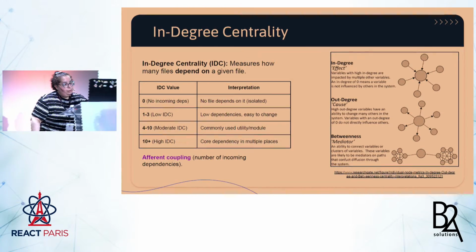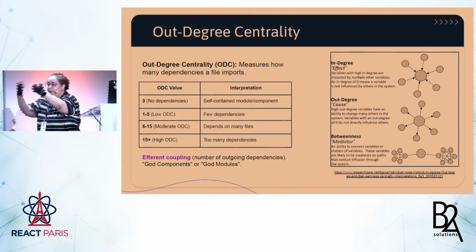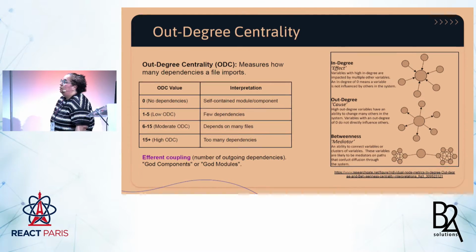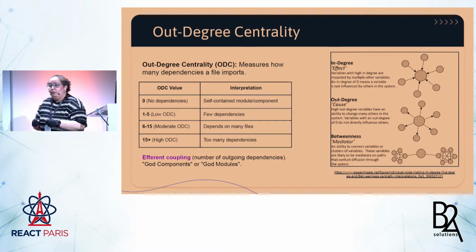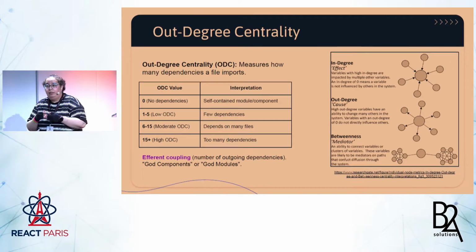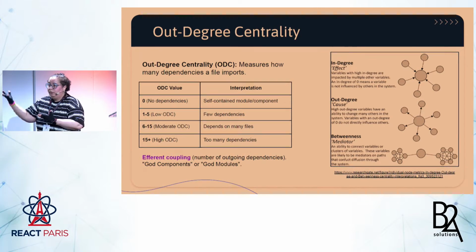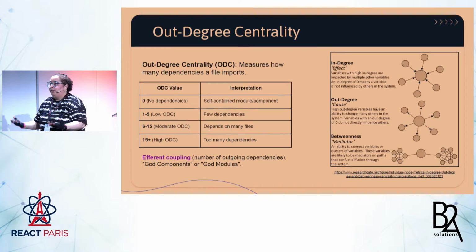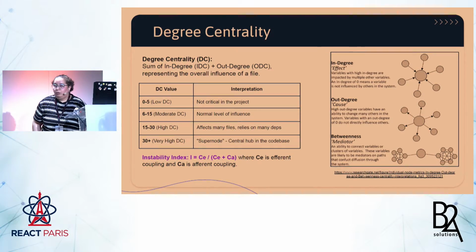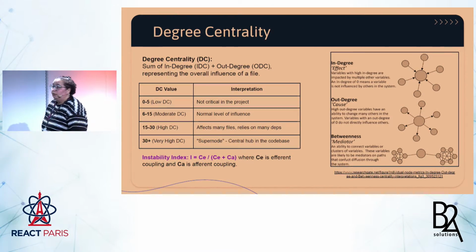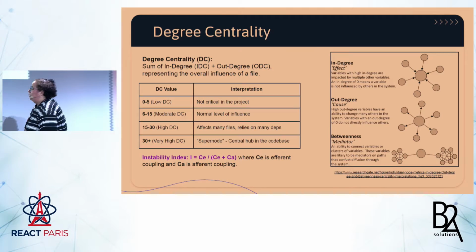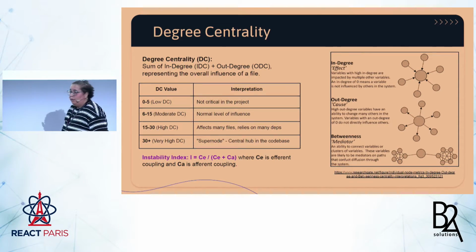Then we can also calculate the out-degree centrality, which measures how many other modules our package or our file depends on. So we calculate the incoming edges and the outgoing edges, and finally we can sum them to calculate the centrality. So what can we do with centrality? With centrality we can calculate the instability index.